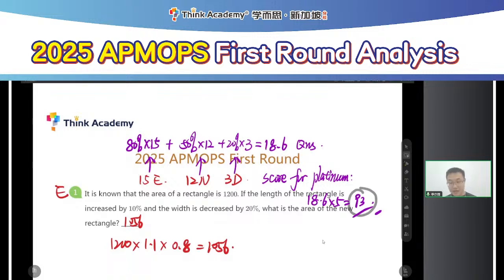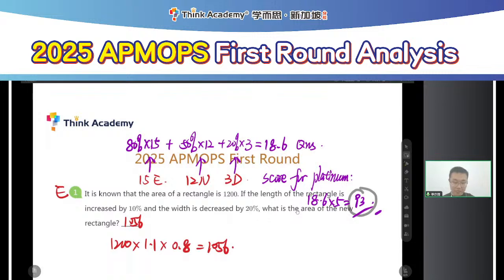Platinum is the highest level in SMOPs, and only platinum matters. Only platinum can enter the second round. Yeah, we're done. We can go. We just wait here in case some students have problems.